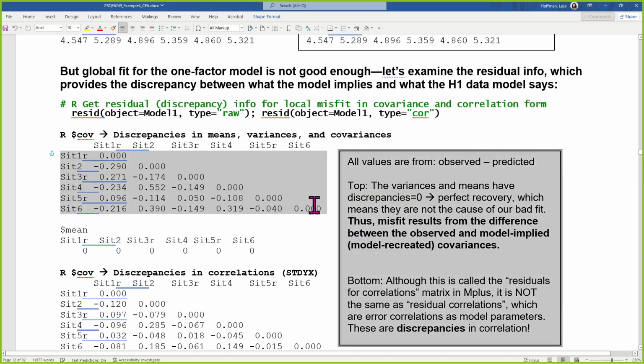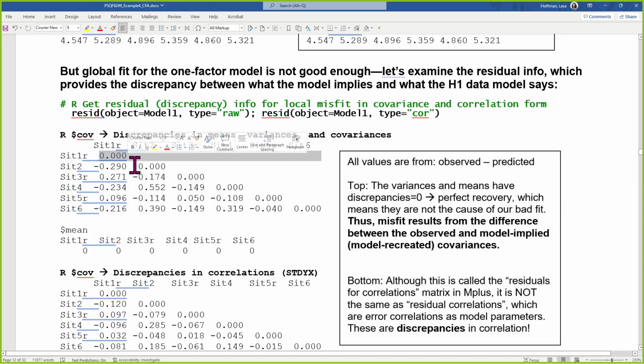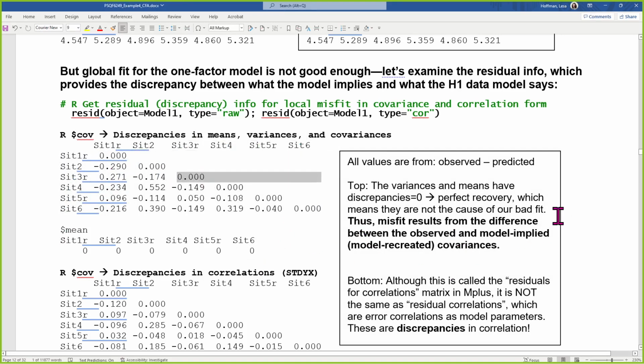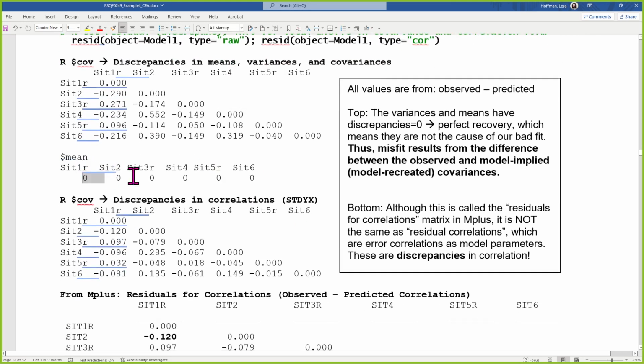So these are discrepancies, and we don't have any discrepancies on the diagonal, which means what? Our variances are recreated. They have to be, because we allowed each item to have its own error to soak up whatever the difference needed to be to get back to the right total. Likewise, the discrepancies for the means are 0 because we allowed each item to have its own intercept.